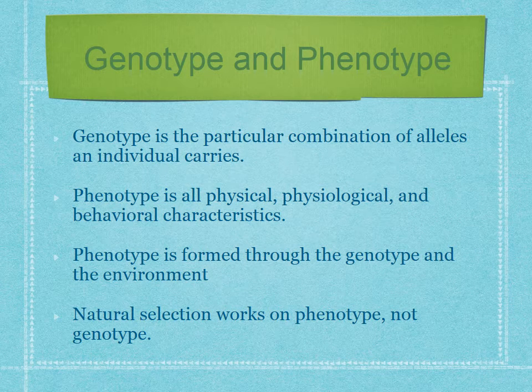So the first thing we want to do is give you a little bit of genotype and phenotype, which hopefully you remember these words. If not, you can go back and look. But genotype is the particular combination of alleles an individual carries. And when we talk about phenotype, it's all physical, physiological, and behavioral characteristics. So the way we look, the way we act, that's phenotype. Phenotype is formed through the genotype and the environment.